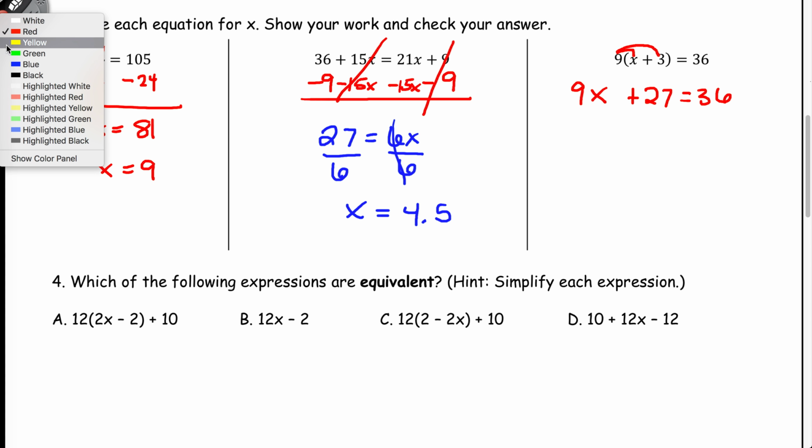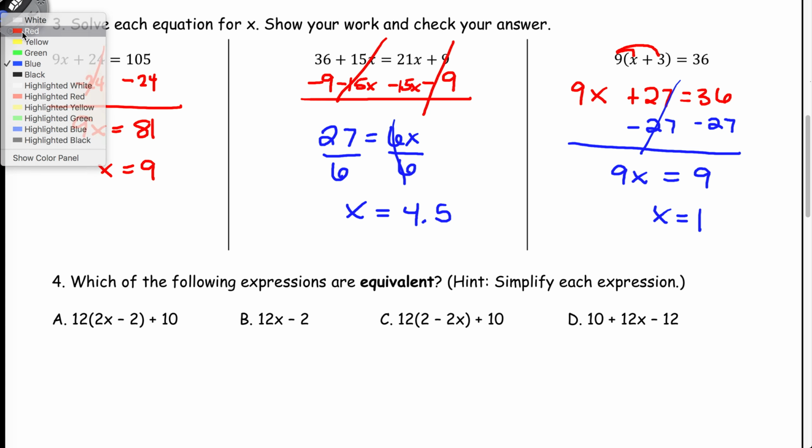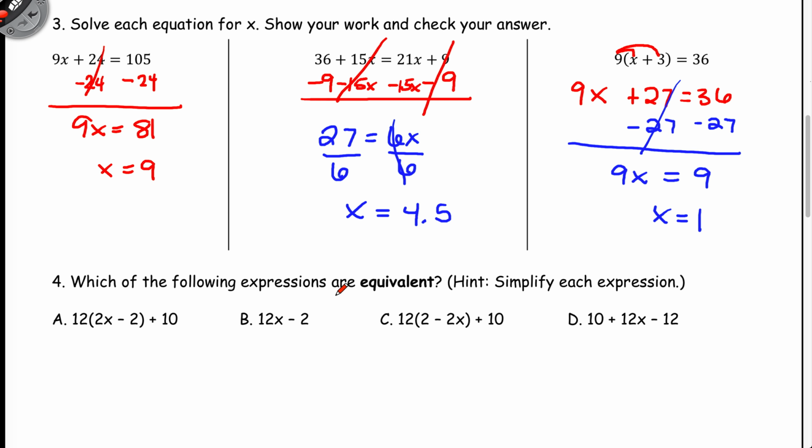All right, I can't do anything with that 9 yet, so I'm going to get rid of that 27. I'm going to subtract 27 because I'm doing the opposite. And what you do to one side, you do to the other. And this becomes 9x equals 9. 9 times what gives you 9? It's 1.